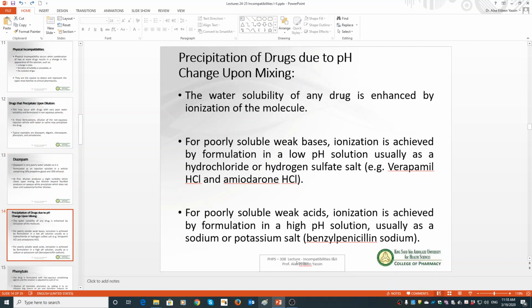Precipitation of drug due to pH change upon mixing is also common. As we mentioned, pH controls the ratio of ionized drug, and of course the ionized form is the more soluble form of your drug. If you change the pH to one that reduces the ionized fraction, this means you are reducing the solubility of the drug and you might see a precipitation. For example, poorly soluble weak bases like verapamil and amiodarone are used with an HCl salt to solubilize them. If you change this acidic pH by mixing with an alkaline drug of high pH, the possibility of precipitation is high.